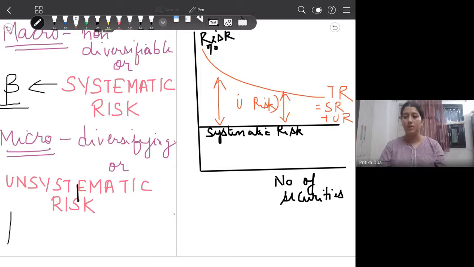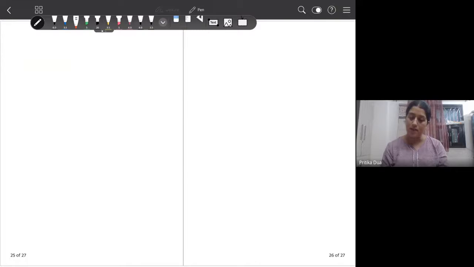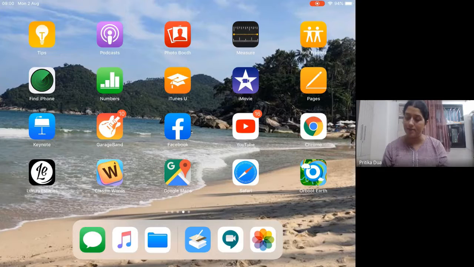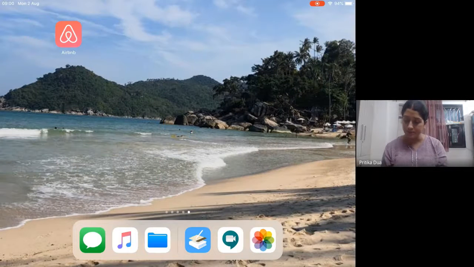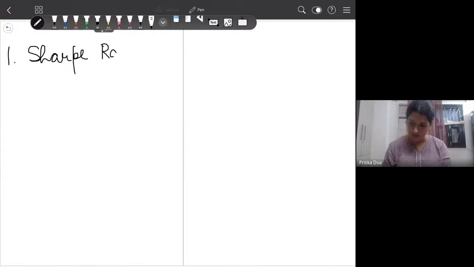Okay, I hope this is clear. Let's come back to the risk adjusted measures. I will first start with the Sharpe ratio. The Sharpe ratio is also known as the Sharpe index, or the risk to volatility ratio.